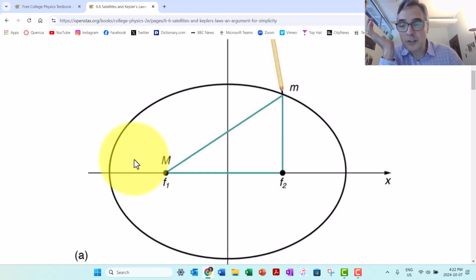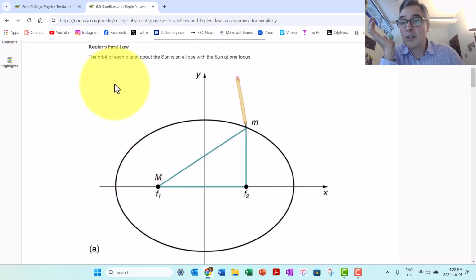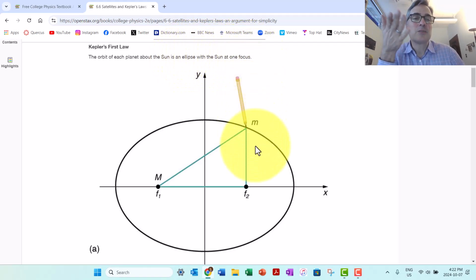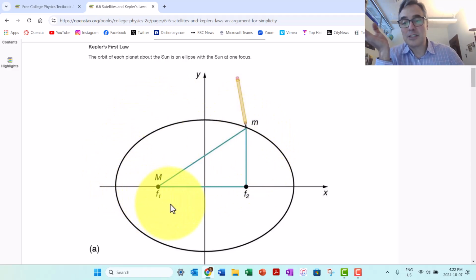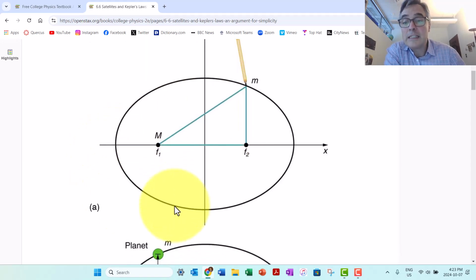So the first law is the orbit of each planet about the sun is an ellipse with the sun at one focus. This was something that was discovered by Kepler, who knew how to draw ellipses and knew how to draw planetary orbits based on the observations, and found this thing. It turns out if you have a mass and it's attracted towards this capital M, the orbit is not necessarily a circle, but can be, in general, an ellipse.